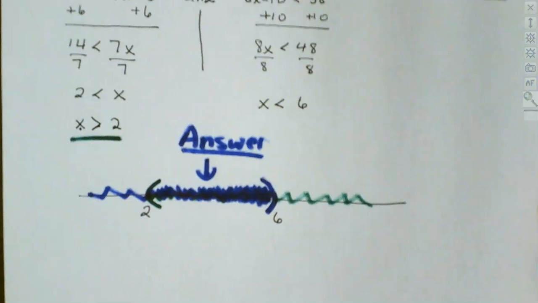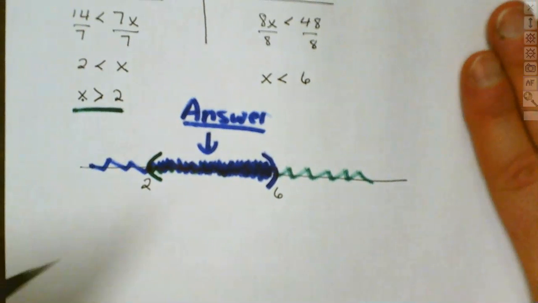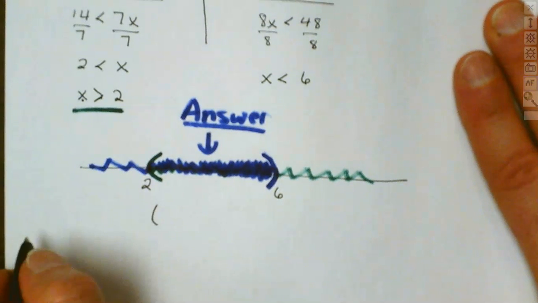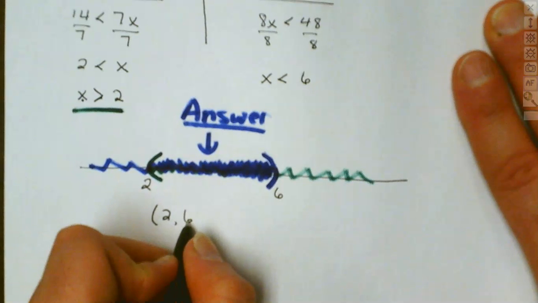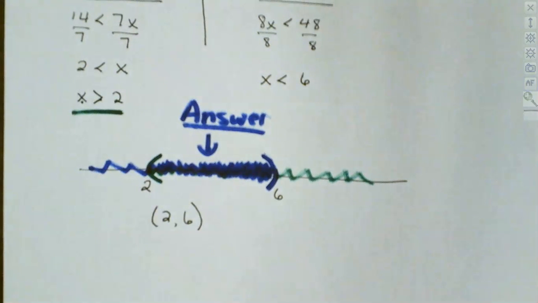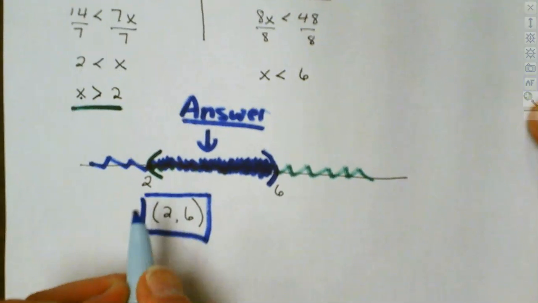And how do we write our answer? In interval notation. Well, read it off the number line in the same order. Reading from left to right, we've got parentheses 2, comma 6, with the parentheses as well. So that would be your answer in interval notation.